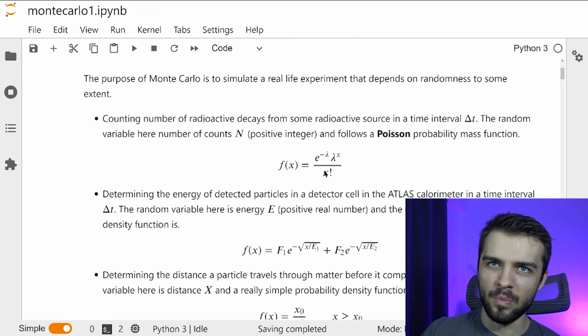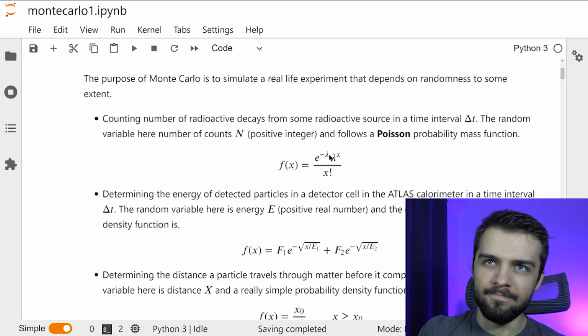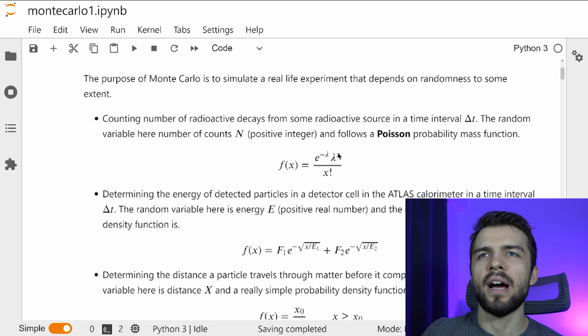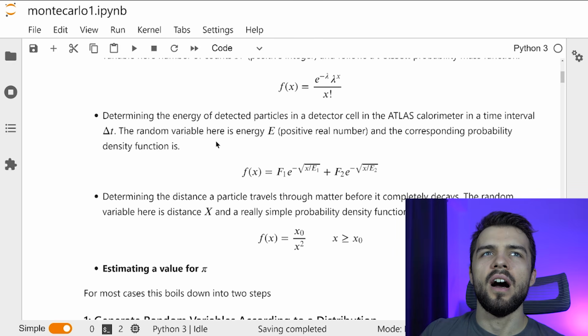So if I plug in x equals 1, it'll return a value, and then x equals 2, and so on. And lambda is the mean value. Lambda doesn't have to be an integer. It could be a real number, for example. But I plug in x, which is an integer here, and it returns for me the probability. That's what a probability mass function does.